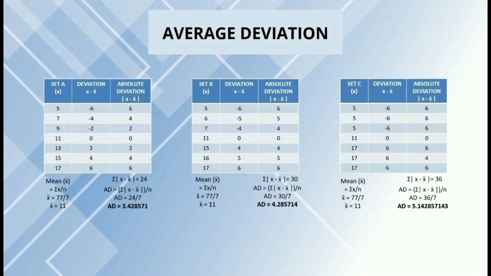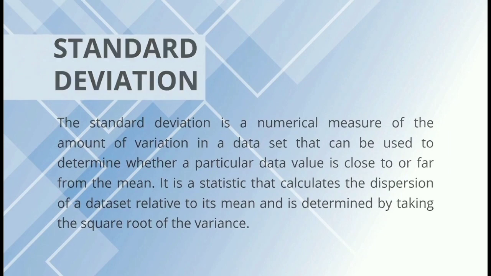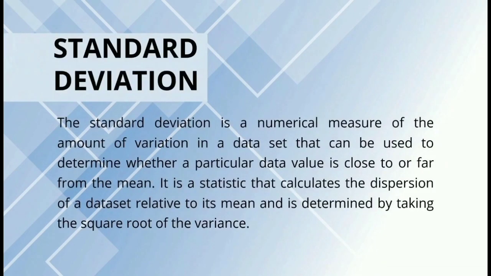Finally, the last two measures of dispersion that we're going to discuss in this video are the standard deviation and the variance. So, what is standard deviation? Standard deviation is a numerical measure of the amount of variation in a dataset that can be used to determine whether a particular data value is close to or far from the mean. It is a statistic that calculates the dispersion of the dataset relative to its mean and is determined by taking the square root of the variance.